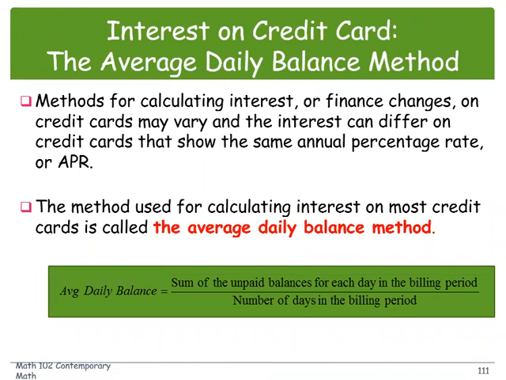For interest on credit cards, the method that we use is called the average daily balance method. This is a method for calculating the interest or finance charges on credit cards. There are many ways, but the way we're going to focus on is the average daily balance method. We compute the average daily balance by finding the sum of the unpaid balances for each day in the billing period divided by the number of days in the billing period.